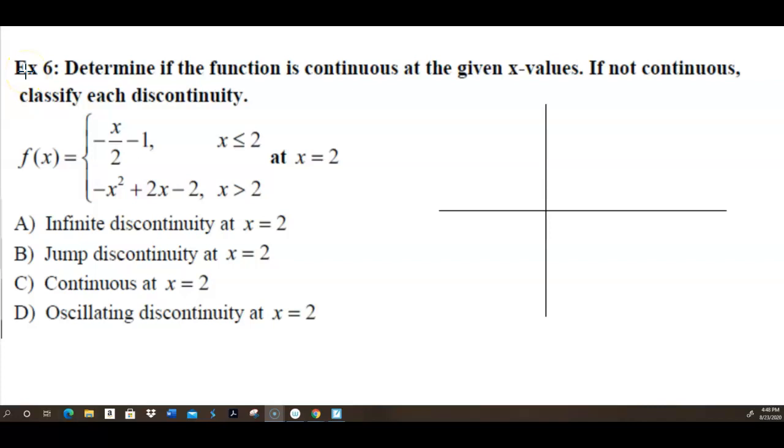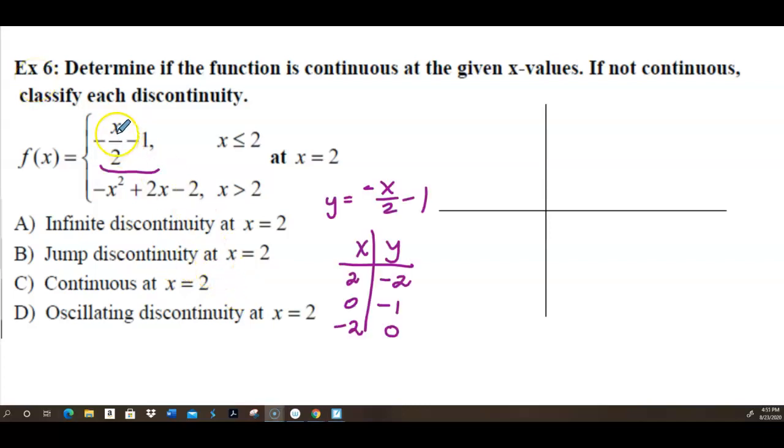Example number 6, we're going to determine if the function is continuous, or if it's not continuous, what type of discontinuity does it have? So one of the easiest ways to do this is to go ahead and graph it. Just reminding you how to graph a piecewise. We have 2 pieces. We have a line and we have a parabola. So let's go ahead and look at graphing those.